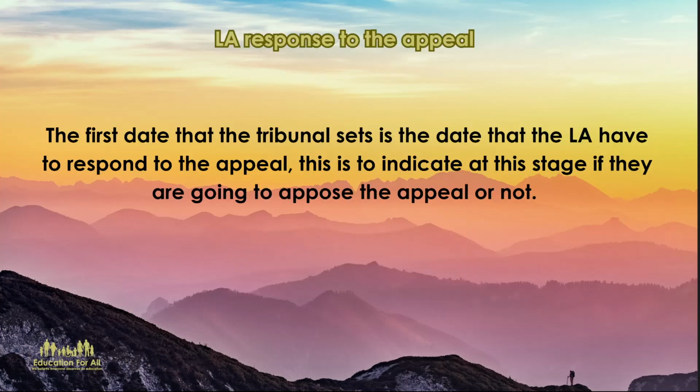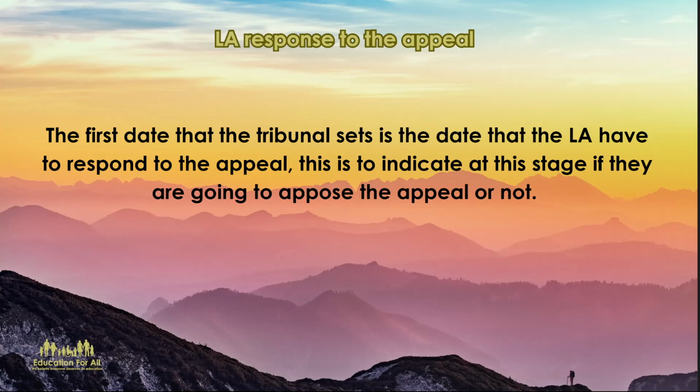So the first direction is the LA's response to the appeal. This sets the date that the LA have to respond to the appeal. In this, they'll indicate at this stage if they're going to oppose the appeal or not. They'll also usually submit information about the school that they're asking for, and any information that they want to submit at this stage basically as their evidence. It doesn't have to be everything because it's not the final evidence date, it's the response date.